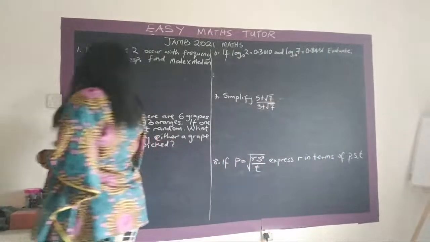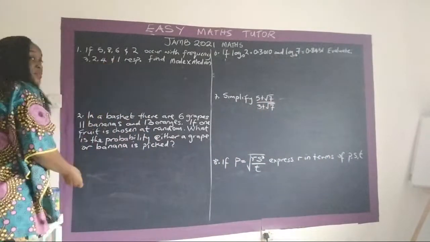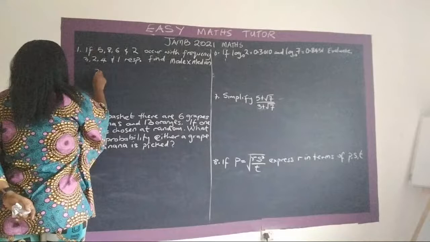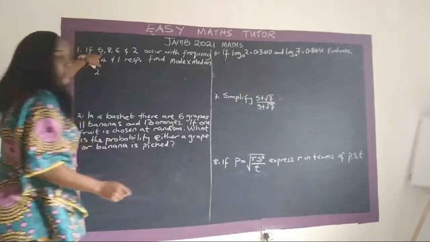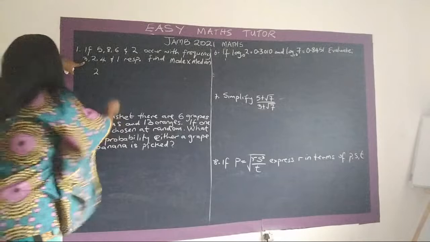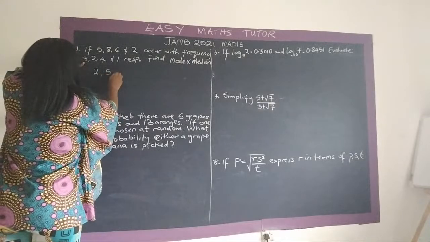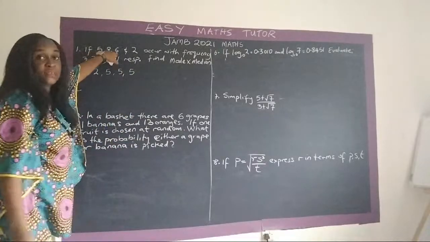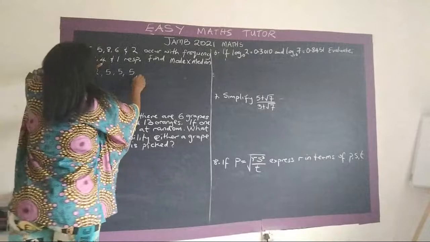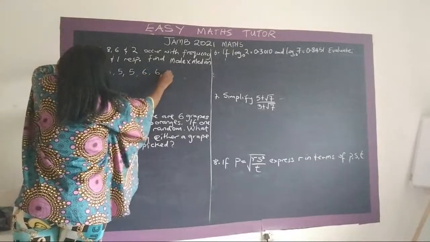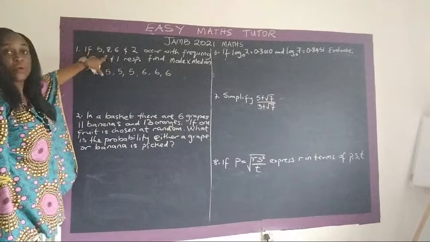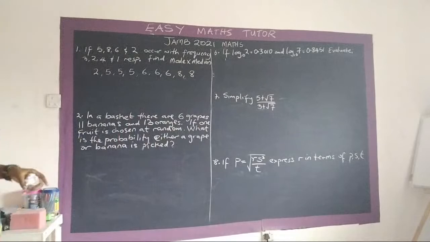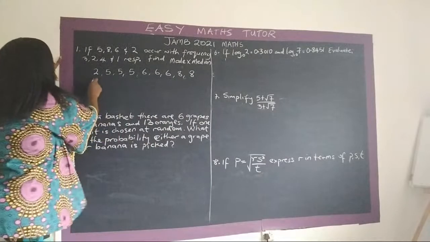So let's quickly write the numbers down in ascending order. That is 2. 2 occurs once, so write 2. Then the next number is 5. 5 occurs 3 times, so we'll write 5 three times. Then the next number is 6. 6 occurs 4 times, so we have 6, 6, 6, 6. And then we have 8 occurring 2 times, so we have 8 and 8.